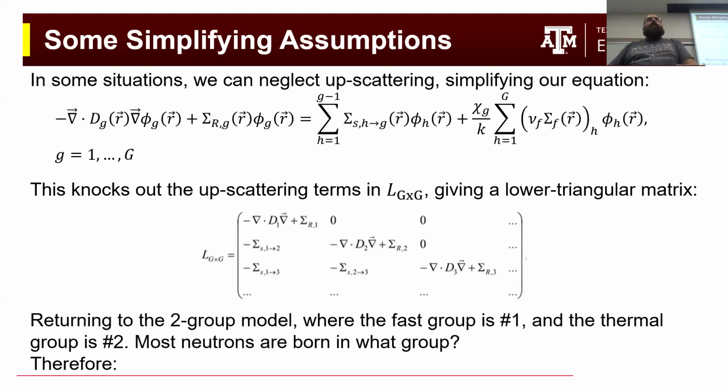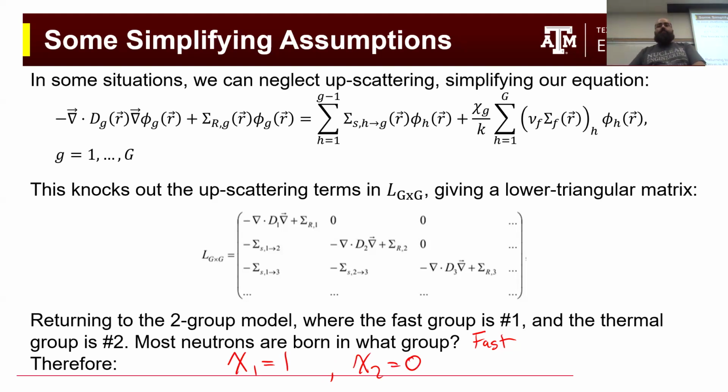If you think back to our fission spectrum, if we consider just a fast group and a thermal group, which group are most neutrons born into? Are most neutrons born fast, or are most neutrons born thermal? Perfect. So most neutrons are born in the fast group, and therefore, if we have a chi1 plus a chi2 to give us 1, and we can make the argument that most neutrons are born fast, then we can assume that chi1 is equal to 1, and chi2 would be 0.